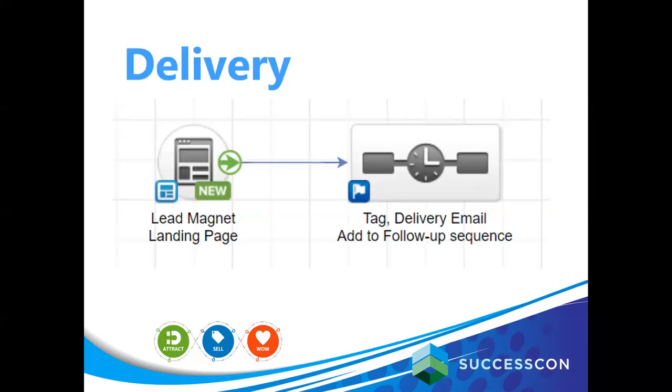And then inside of the delivery sequence, we would just simply tag them that they have downloaded the product or the lead magnet. We would actually deliver it to them, whether it's a file that is uploaded as an attachment into an Infusionsoft email, which can be done, and I'll gladly show you guys how to do that, or if it's hosted on Google Drive or Amazon S3 or Dropbox or hosted on your website, wherever that is, you would deliver that to them and then go ahead and add your follow-up sequence in there as well.